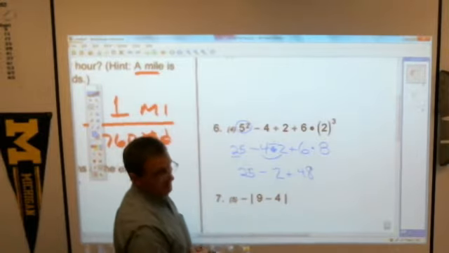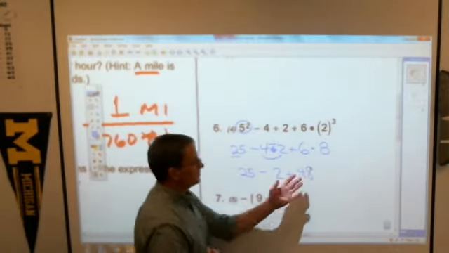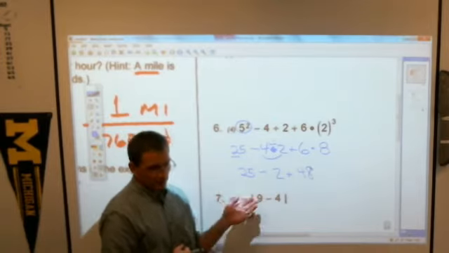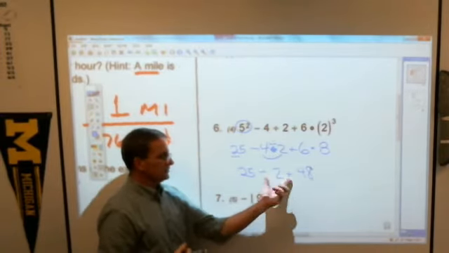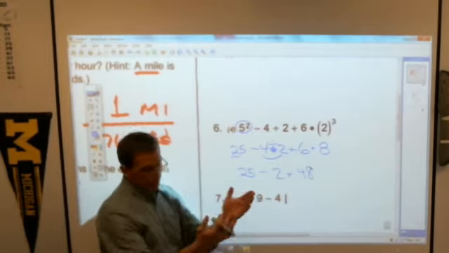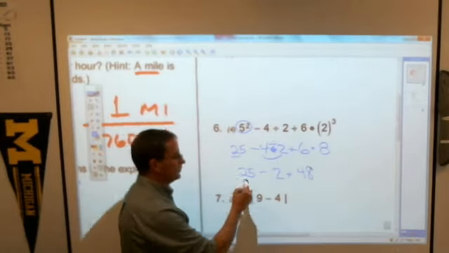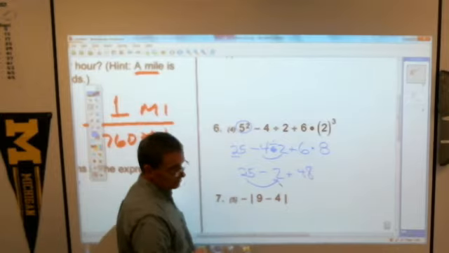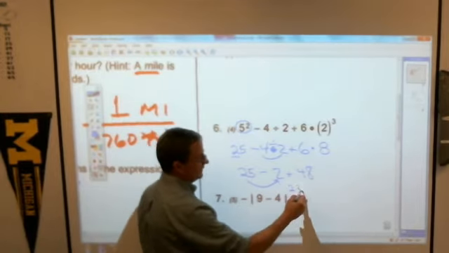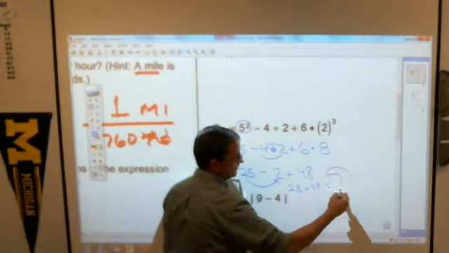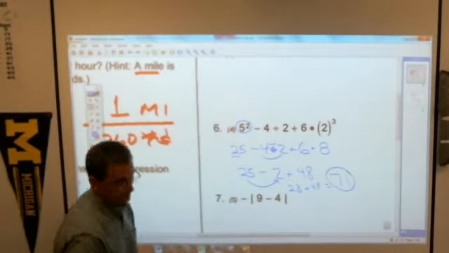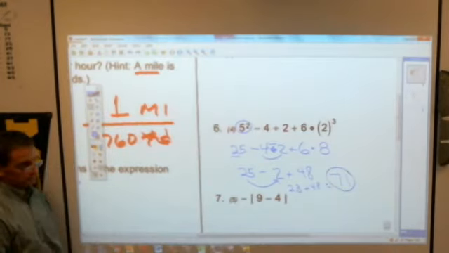And then some people look at this and they go, oh, 48 plus 2 is 50 and 25 minus 50 is 20, but you can't do that. Because addition and subtraction fall on the same level, you have to do it from left to right. You have to go 25 minus 2, which is 23, and add 48 to that, which is 71. Did I get that right?